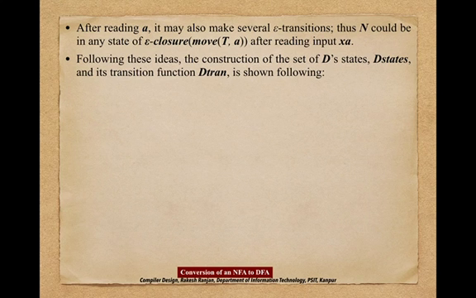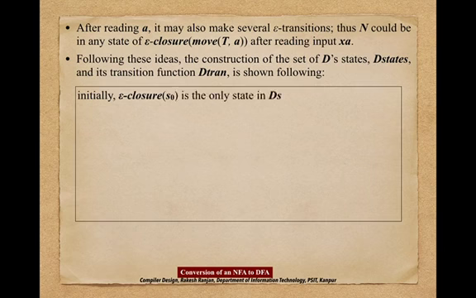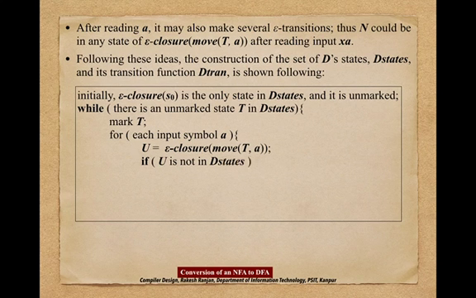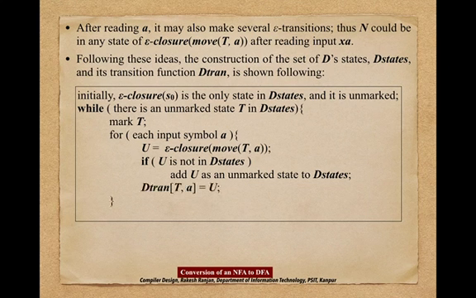Following these ideas, the construction of the set of DFA D states and the transition function DTran is shown following. According to this algorithm, initially epsilon closure of s0 is the only state in Dstates and it is unmarked. While there is an unmarked state T in Dstates, mark T. For each input symbol a, U will be the epsilon closure of move(T, a). If U is not in Dstates, add U as an unmarked state to Dstates. DTran[T, a] is equal to U.